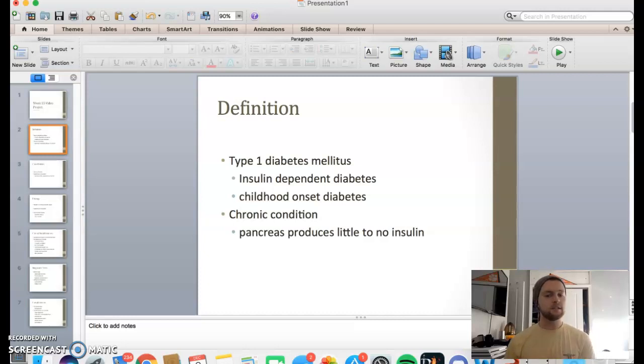It's also called insulin-dependent diabetes or childhood-onset diabetes, and it's a chronic condition in which the pancreas produces little to no insulin, and as we know by now, insulin is a hormone required for glucose uptake and storage. So when the body cannot produce insulin, it cannot break down the glucose, and someone with type 1 diabetes would struggle to use that glucose for energy storage. And this can lead to a number of complications that I'll get into a little bit more down the line.